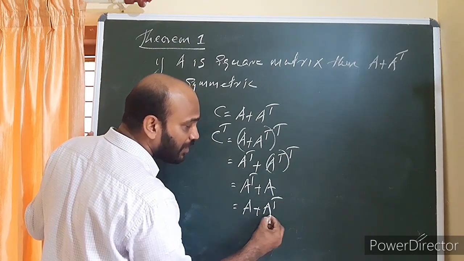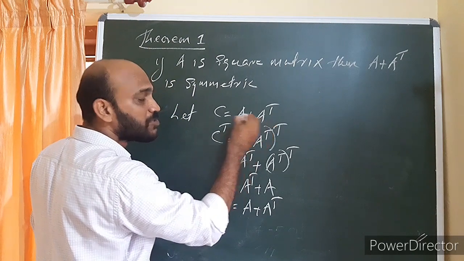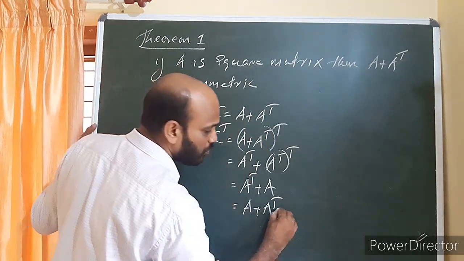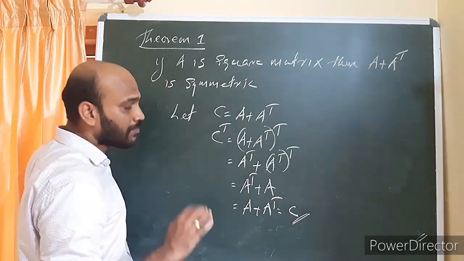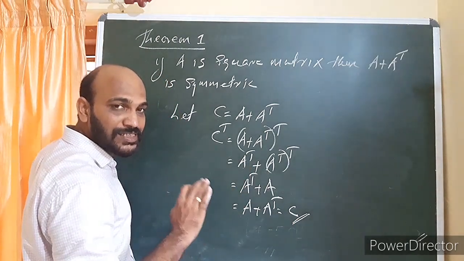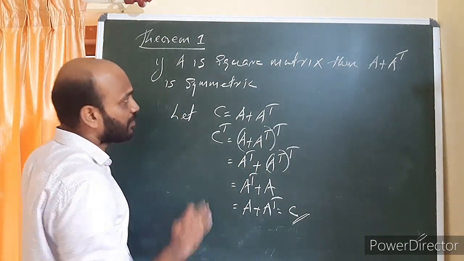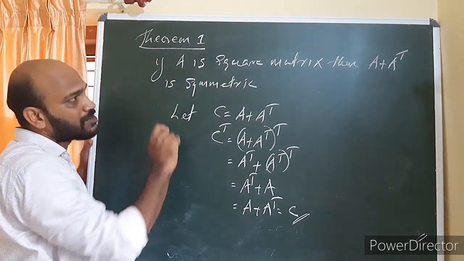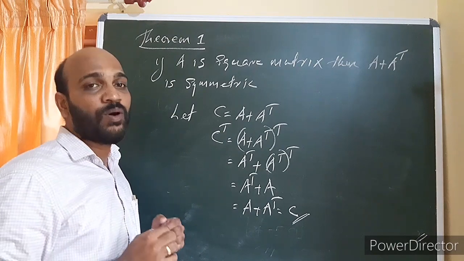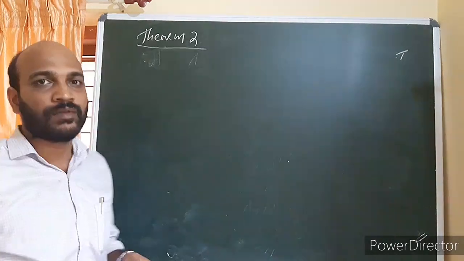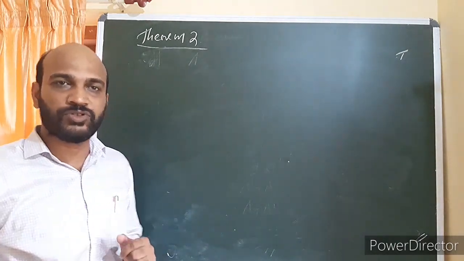Now what is A plus A transpose? A plus A transpose equal to C itself. So we are getting C transpose equal to C. That means C is symmetric matrix. This is theorem 1. If A is a square matrix, then A plus A transpose will be always a symmetric matrix. Now theorem number 2.